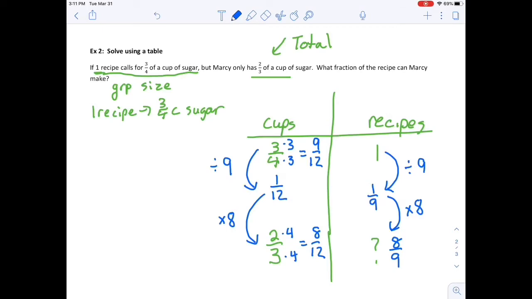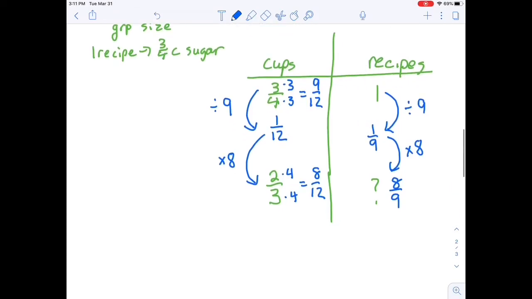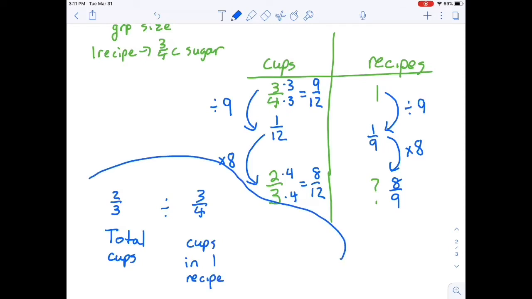So what did we have here? We knew the group size, we knew the total. We are going to have the division problem. The total was going to be 2/3 of a cup divided by the cups in one recipe. This is our group size. And then we're going to be figuring out how many groups or how many recipes can we make.